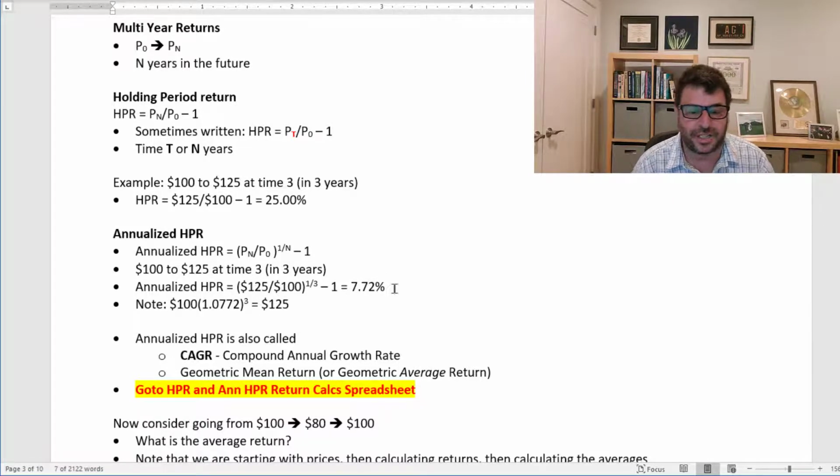In other contexts, we would call this the compound annual growth rate, generally not in finance, but in operations or in some other sales growth or something like that. This is also the geometric mean return or the geometric average return, and we'll revisit that as well. And so let's go to a spreadsheet and look at some other calculations.